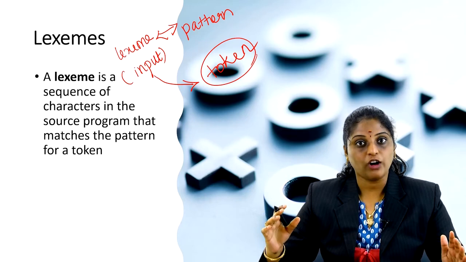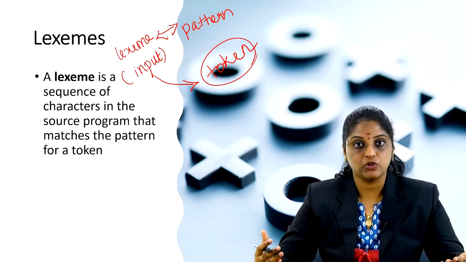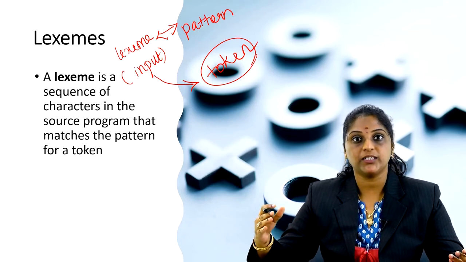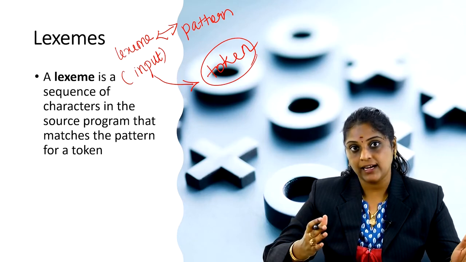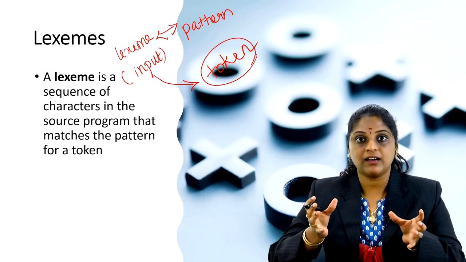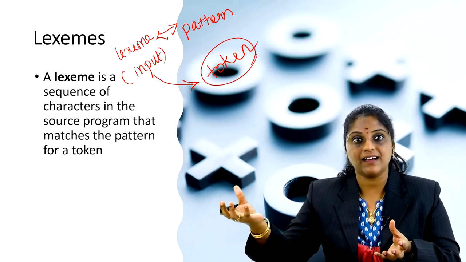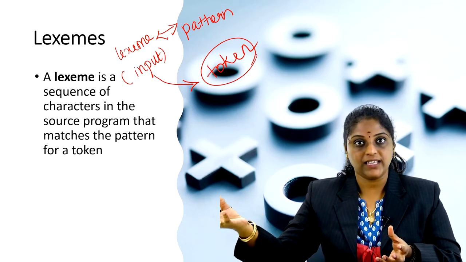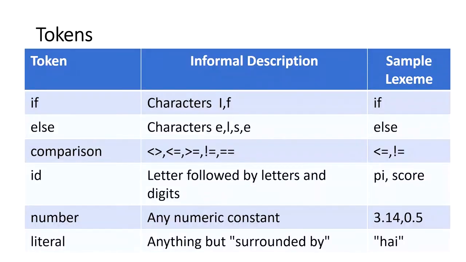So this is what a lexical analyzer is doing. It scans the input and checks whether the scanned input matches with a pattern. If it matches, that particular scanned input is given as a token to the next phase, the parser. This table gives an insight about what is meant by a token and what is meant by a lexeme.